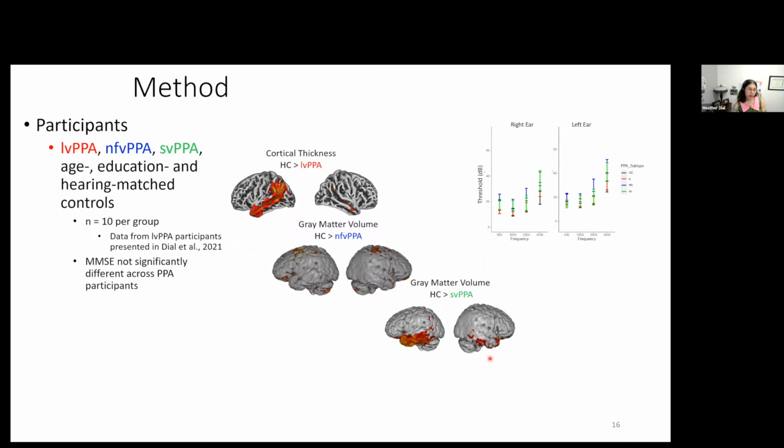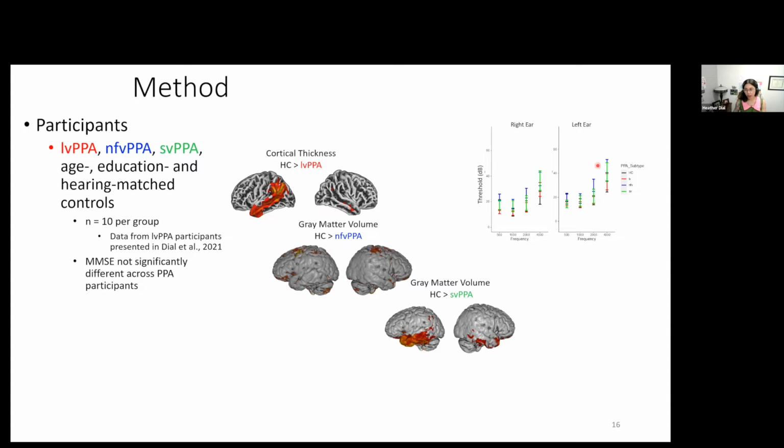We have 10 participants in each group, 10 with logopenic, 10 with non-fluent, and 10 with semantic variant, and then 10 neurotypical controls. We have published the data from the logopenic variant in a paper in 2021, so that may be a review for maybe a small minority of people who have read that paper, but otherwise this data is not published yet. So bear with me. We have the left temporal parietal cortex atrophy in the logopenic. We have that superior frontal and inferior frontal in non-fluent, and the anterior temporal atrophy in semantic variant.